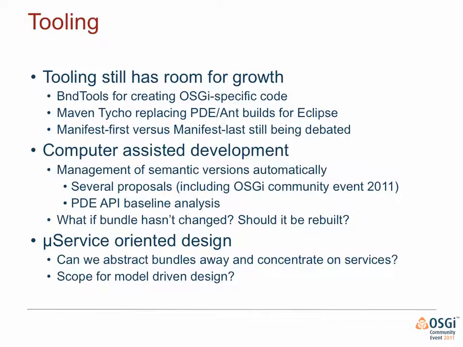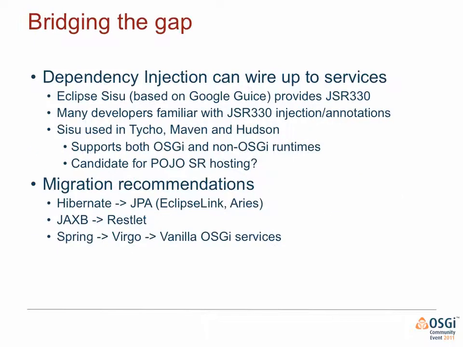Is there a scope for model-driven design? I think all of these things are opportunities for growth within the OSGi space. And really, we've got to focus on making it easier for bridging the gap. Being able to come from a plain Java model where you're maybe on a level 2 module system and you want to be able to move up through the ranks to get into the service-oriented architectures and to be able to get into the dynamism.